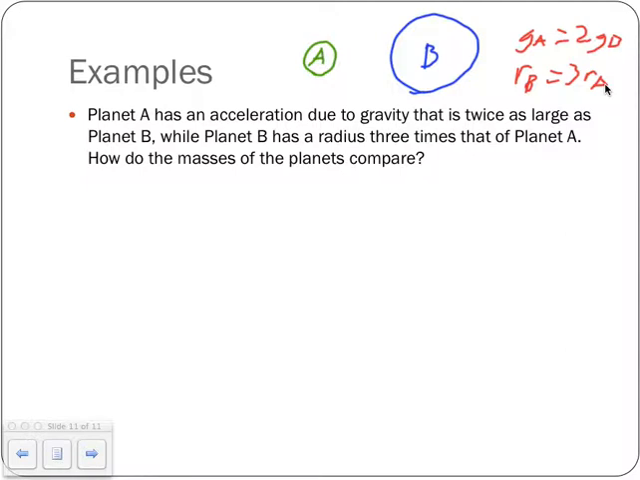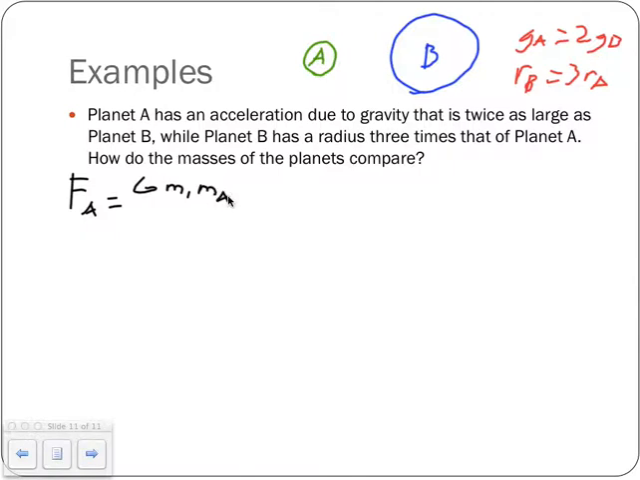And the question is, how do the masses of the planets compare? Well, at first you sort of say, I don't really see any way we can get this, but what we're going to do is we're going to basically set this up in terms of our universal gravitational law. And so we know that the gravitational force on some object on the surface of planet A would be given by this. So let's look at the gravitational force on planet A would be equal to big G times m1, m2, which in this case is going to be mA.